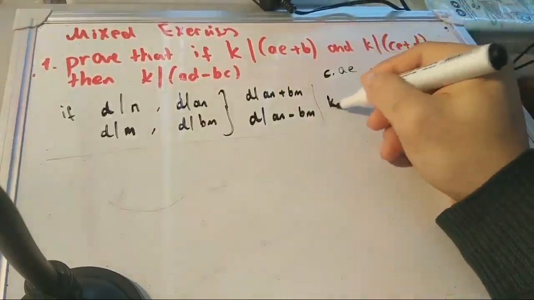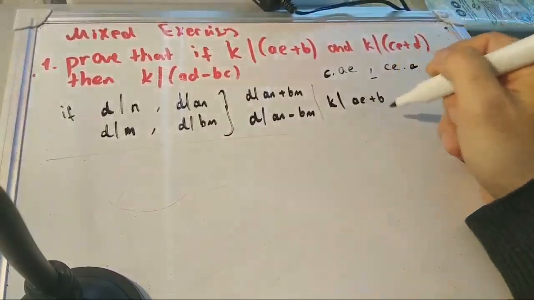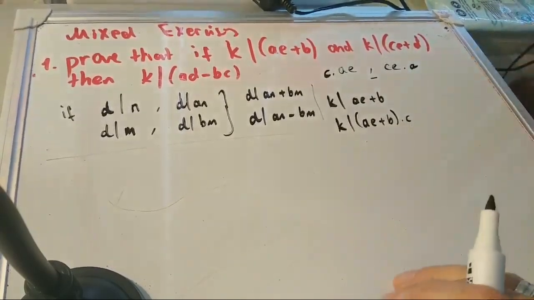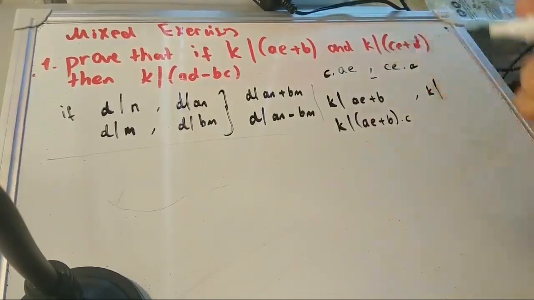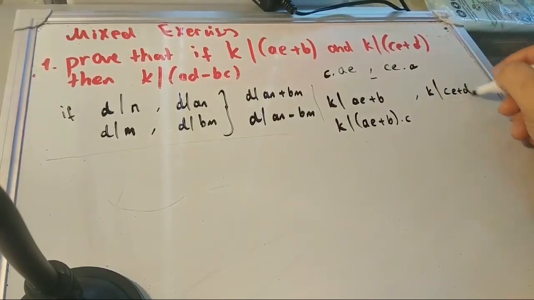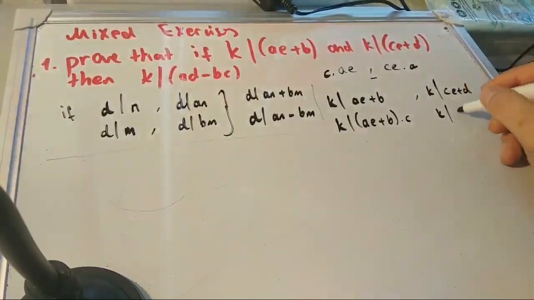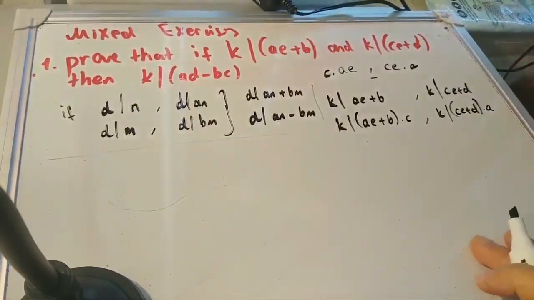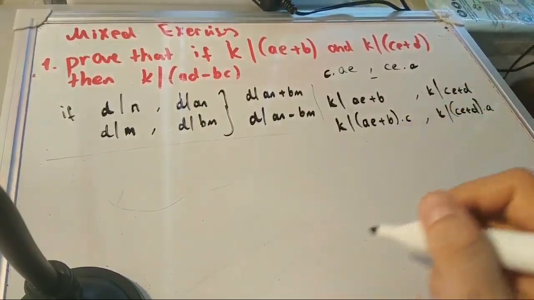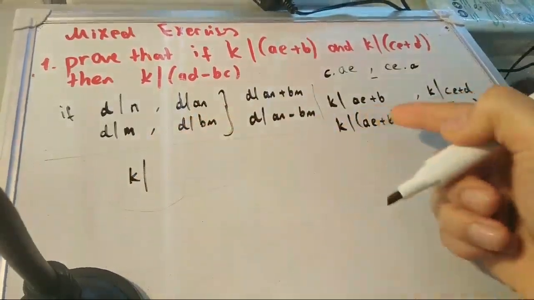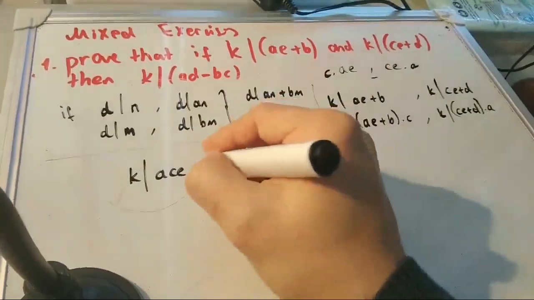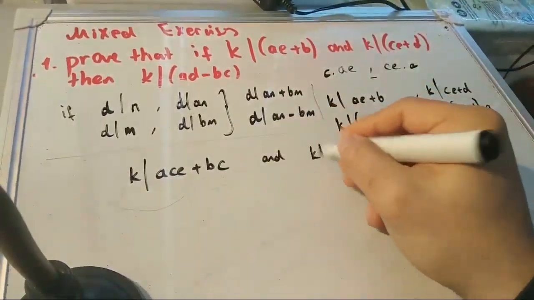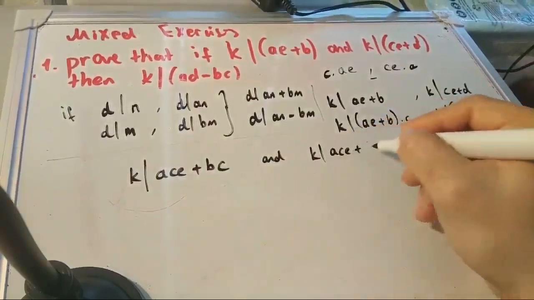Okay. So K divides AE plus B. When we multiply AE plus B by C, still K divides (AE plus B) times C. And we will multiply the second number by A. So K divides CE plus D, and multiplying CE plus D by A, still the number (CE plus D) times A is divisible by K. And after that, we will take the difference. K divides AE times C, which is ACE plus BC. And K divides A times CE, which is ACE plus AD.